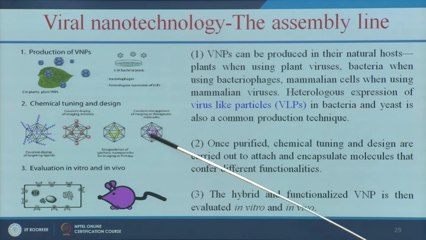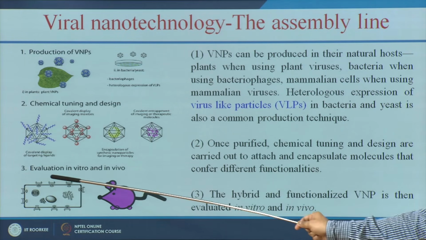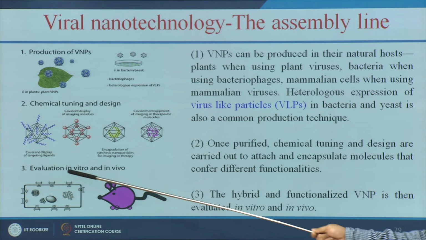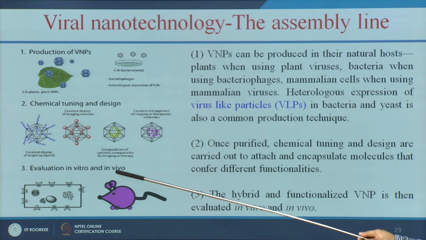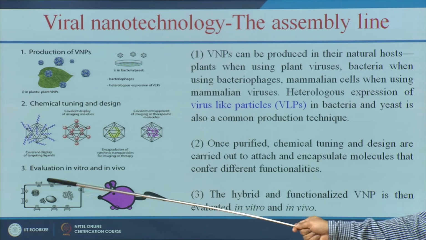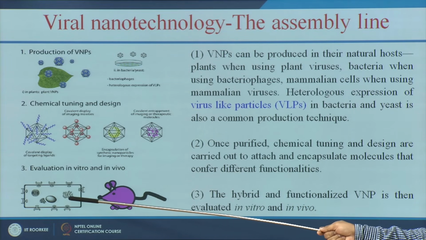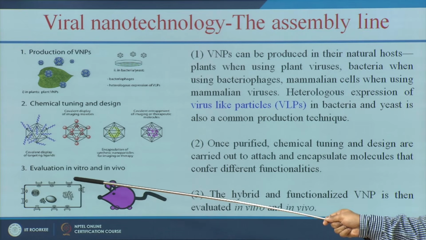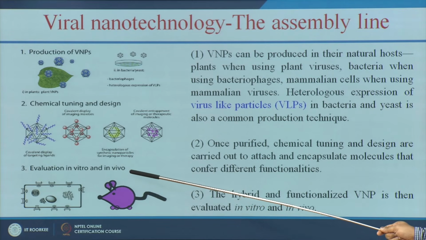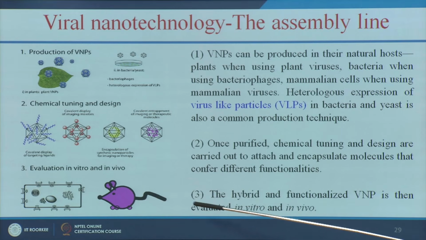So once you are done with this, you have to evaluate the efficiency of these nanoparticles. So how do you evaluate? You have to use in vitro and in vivo. So what is in vitro? In vitro means in lab condition. So we can use the mammalian cell lines and you can study the therapeutic efficiency. Once you have studied and optimized the concentration, then you can take it to the animal models, that is in vivo. In vivo means inside the living system. So we can use the mouse model or any other animal models and we can study the therapeutic efficiency of your viral nanoparticles.